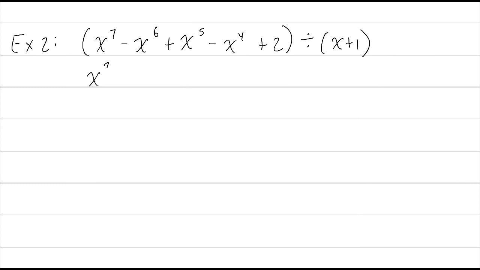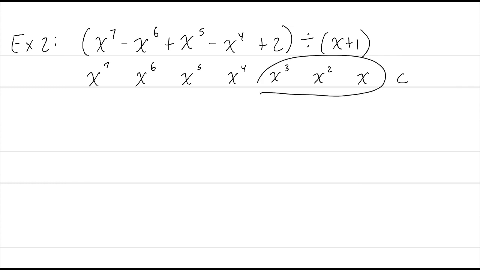7th, and what do I expect? x to the 6th, x to the 5th, x to the 4th, x to the 3rd, x squared, x, constant, right? I expected to have these terms that were missing.